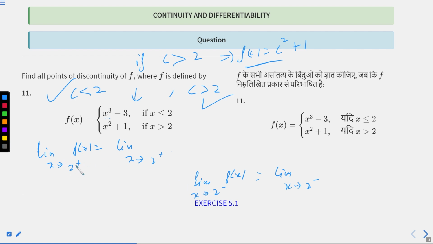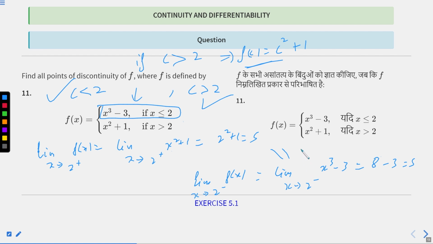Okay, so if I have to approach from the right hand side, I have to choose this. This means x square plus 1, which means 2 square plus 1, which means 5. Now, if I have to approach from the left hand side, I have to choose the first thing, which is this. So this will be 2x cube minus 3, which is 2 cube minus 3, which means 8 minus 3, which means 5. As you can see, the left hand and the right hand side limits are equal.